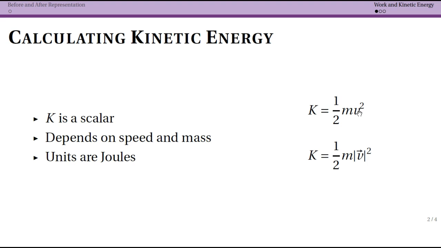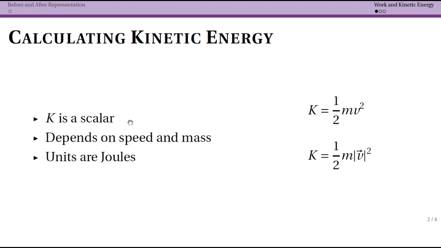You would never put a positive or minus out in front. You can think of this as the magnitude of your velocity vector squared. So same thing, just clarifying the notation if you don't remember. K is a scalar. It doesn't have a direction, and in fact should never be negative. Negative kinetic energy doesn't mean anything.